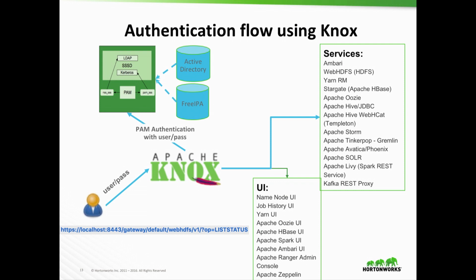So let's look at how the typical authentication flow in Knox happens. So as we saw, there is a single point authentication using Knox. So the user tries to access a simple web HDFS resource, and then he requests Knox, and Knox internally performs the authentication. In this case, I took an example of PAM authentication, and then it gives access to the different services behind.